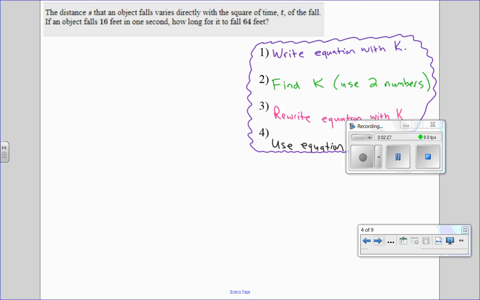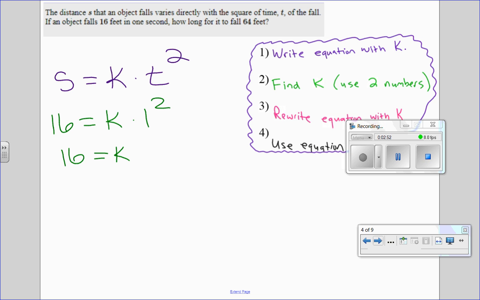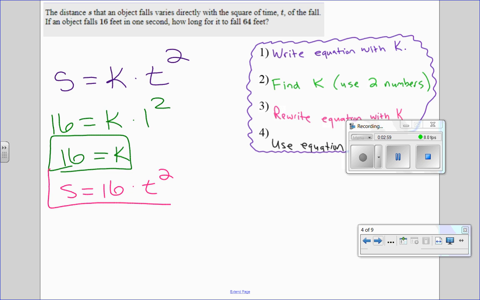All right, this one, let me get my colors. The distance s that an object falls varies directly with the square of the time of the fall. If the object falls 16 feet in 1 second, pause right there. That's enough information to solve for k. It fell 16 feet in 1 second. I would divide both sides by 1. I would get that k is 16. When I do my pink step and put it in, I get s equals 16 times t squared. That's my pink step. But now I can actually use it to do this task.